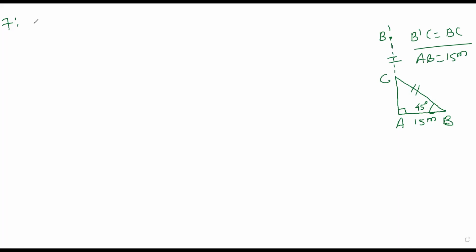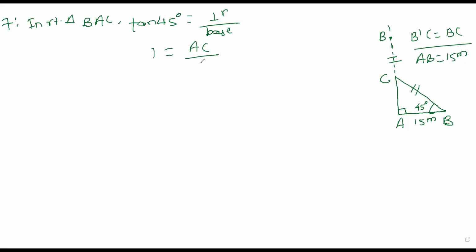Very good. Okay. In right triangle BAC, use tan. Tan 45 degrees is equal to perpendicular upon base. Tan 45 happens to be 1. So perpendicular is nothing but AC and base is nothing but AB. So this implies AC is also 15 meters.